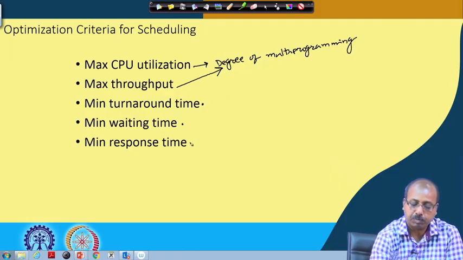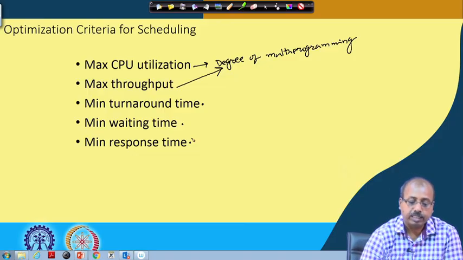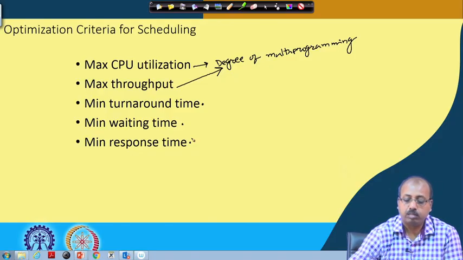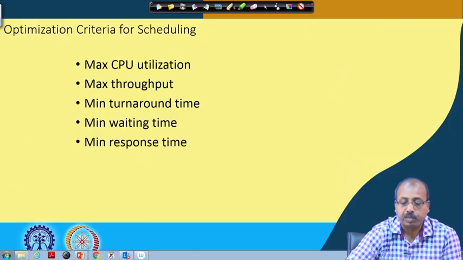Whether the response time will be lower depends on the scheduling policy. We cannot tell directly whether having fewer jobs means the mean response time will be less or not. That is a debatable issue, so we will come to that later. From this angle of degree of multiprogramming, these parameter values may vary.